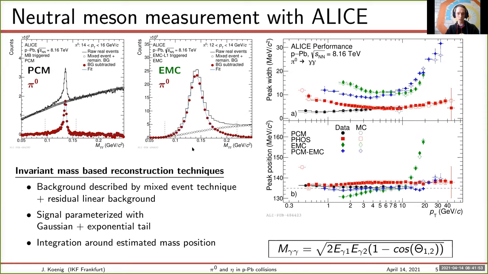We describe the background with a mixed event technique and a residual linear background, and then we parameterize the remaining signal with a Gaussian and an exponential tail, and then integrate around the estimated mass position to get the number of pi zeros. This can all be seen here on the right, where you can see the monitoring of the peak position and the peak width, where the data is shown in the closed and the Monte Carlo in the open markers. And you can see that the Monte Carlo really nicely describes our data, which shows us that we have a good calibration of our data of each individual method.